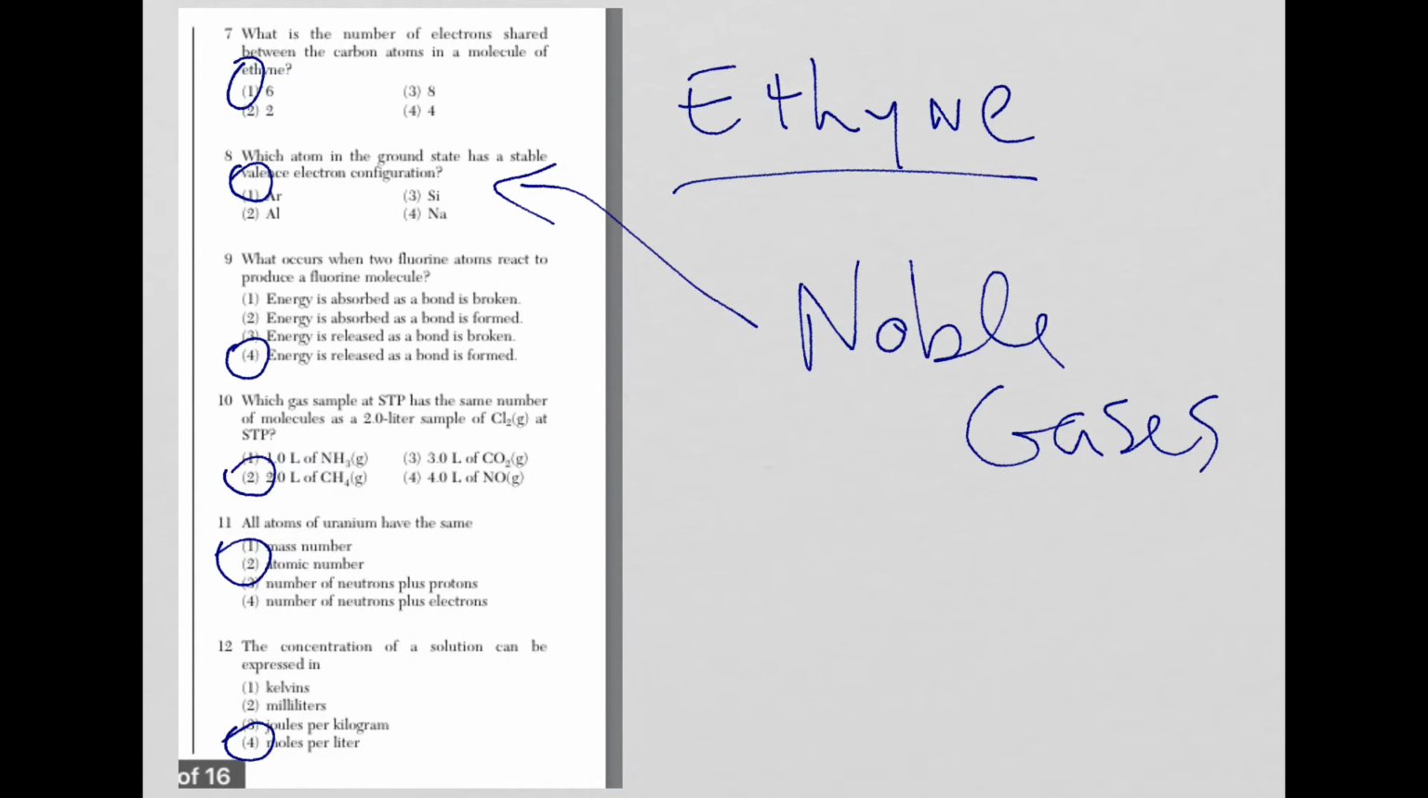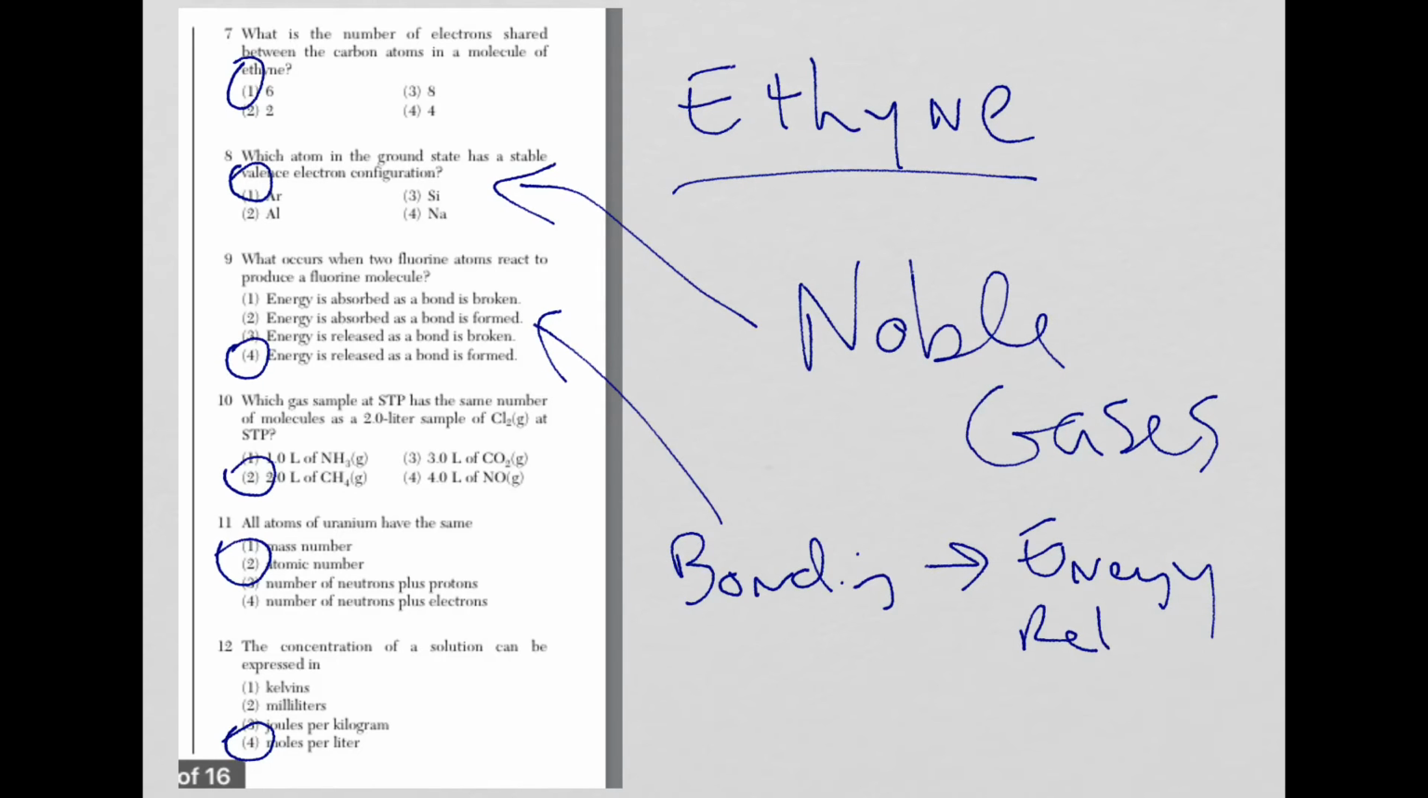Number 9, 2 fluorine atoms react to produce a fluorine molecule. Anytime that you have 2 atoms that are coming together and bonding, energy is released. If I am going to break a bond, then energy is required. Just like if you had to break a bone, you're going to put energy in to break that bone or break a piece of wood. That's how you remember it. They're opposite of one another.